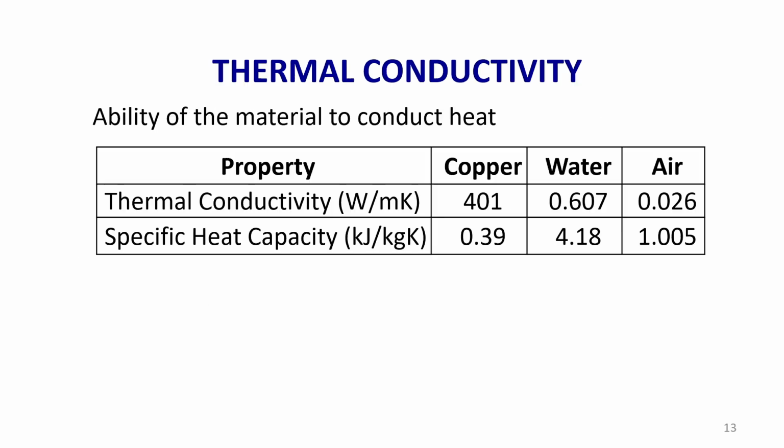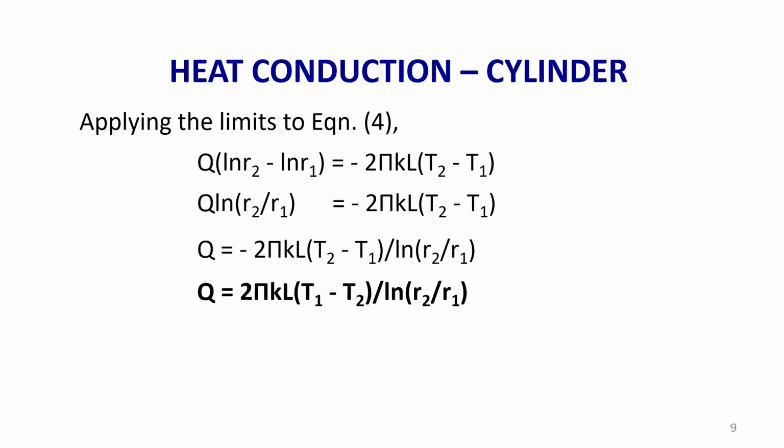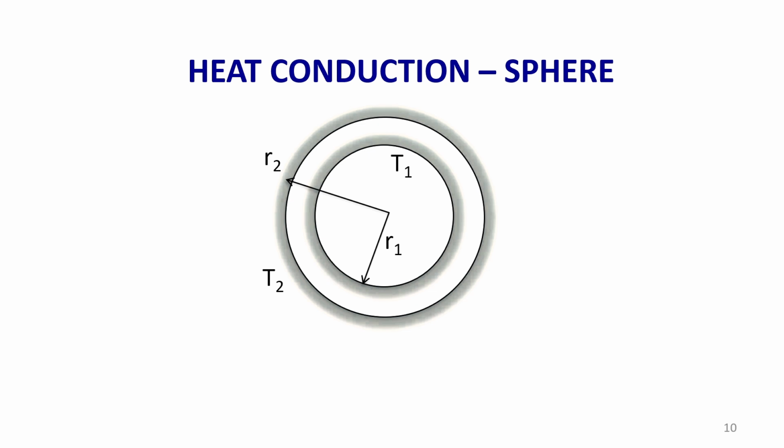So now let me go back to the derivation. 2 pi kl (T1 minus T2) divided by ln of R2 by R1. So that completes this; this is for the heat conduction in a cylinder. Next we will be doing the same thing for a sphere. At radius R1 the temperature is T1 and at radius R2 the temperature is T2.